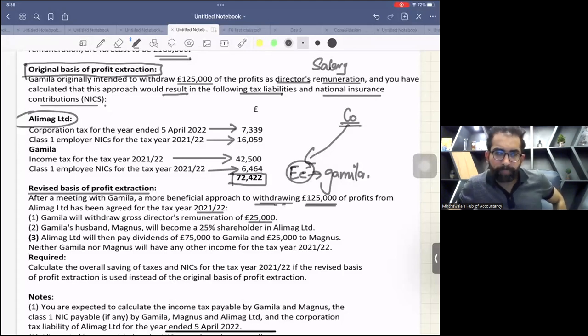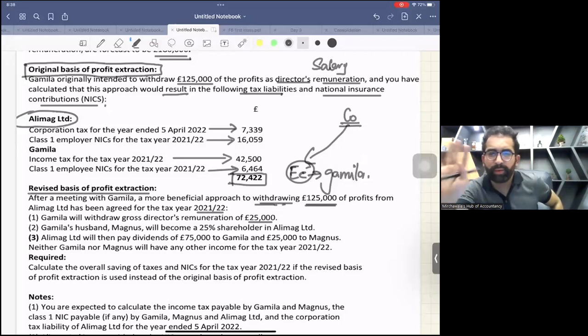One student is saying there is some mistake in this total. Don't worry about it. Just assume this is 72,422. Just take it as it is. Don't think about it. This number is okay, because this is an old past paper and I amended it.